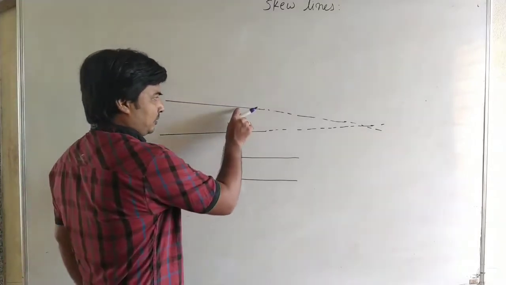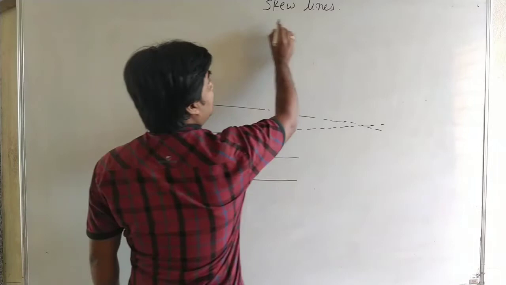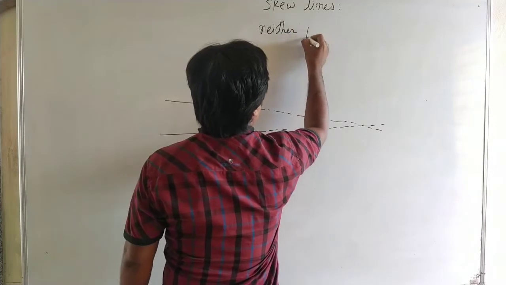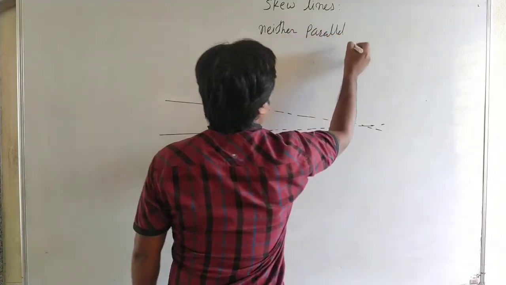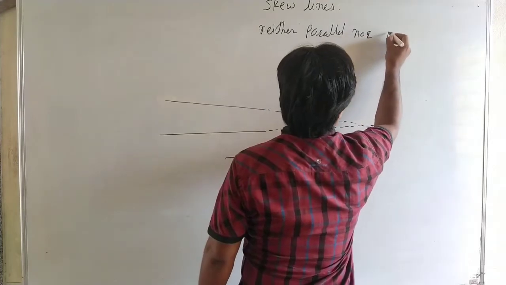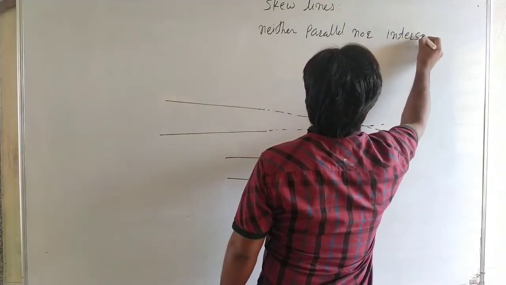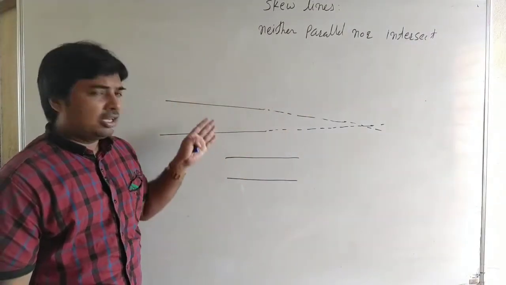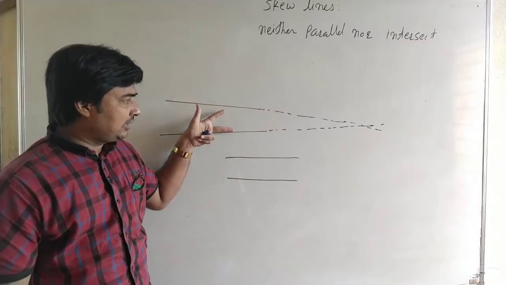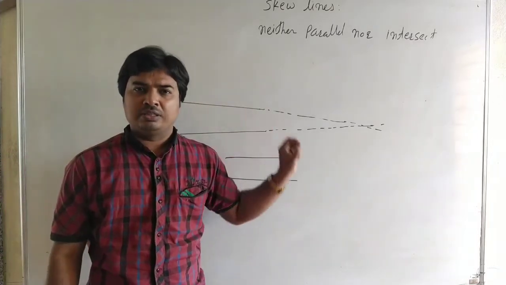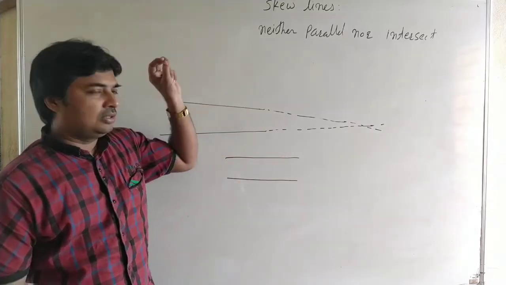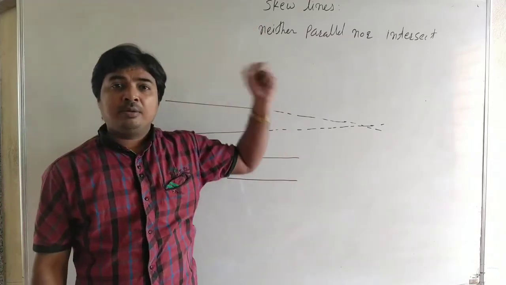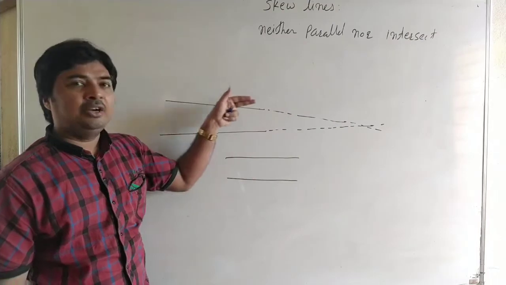In a plane, two lines either intersect or are parallel, but skew lines are neither parallel nor intersect. We have learned that in a plane, there are only two conditions between two lines: the lines are parallel or intersect. But skew lines are neither parallel nor intersect.